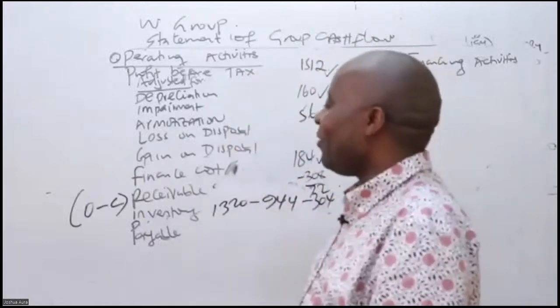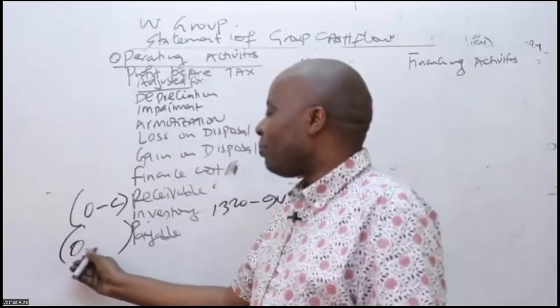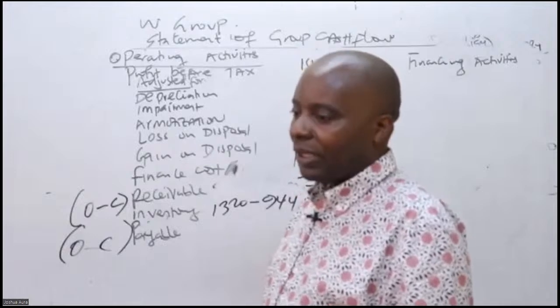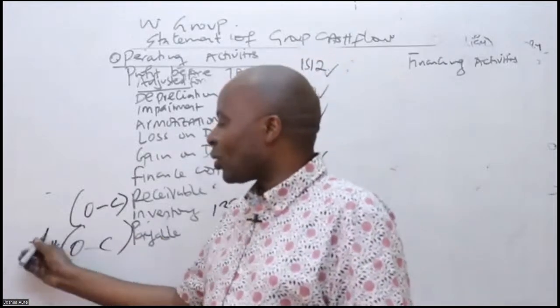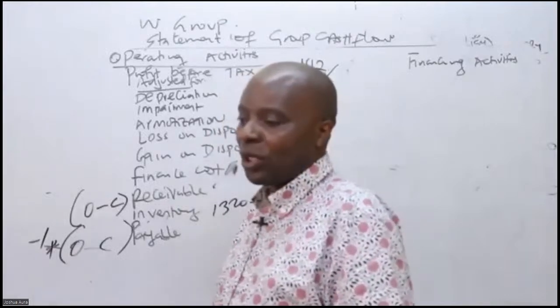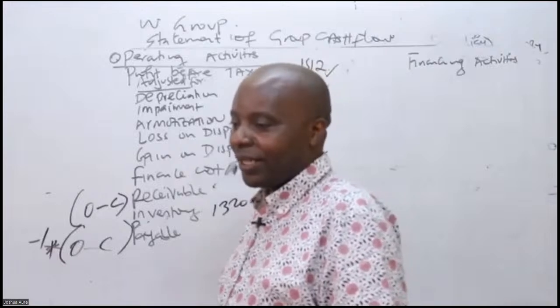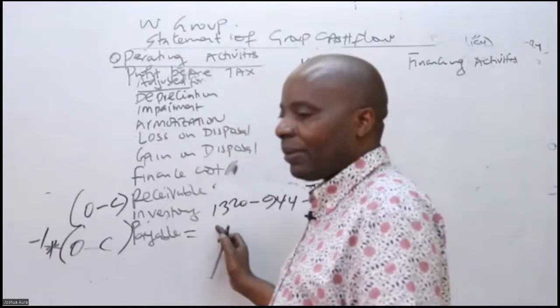Remember, if you don't want problems, even for the payables, just make them opening minus closing. But for liabilities, to get the correct sign, you must always multiply by minus 1. Opening minus closing, as usual. So for payables, what is the opening balance? Can somebody give me the opening balance for payables?